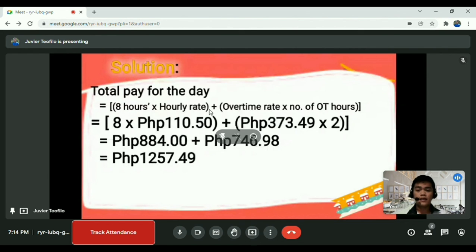For the total pay for the day, we have 8 hours, which is the number of regular working hours, times hourly rate of 110 pesos point 50 centavos, plus the overtime rate of 373.49 multiplied by the number of overtime hours, which is 2. Now, if you're going to multiply 8 times 110.50, we have 884 pesos. And if you're going to multiply 373.49 times 2, we have 746.98 pesos. To sum it up, our final answer is 1,630 pesos point 98 centavos.